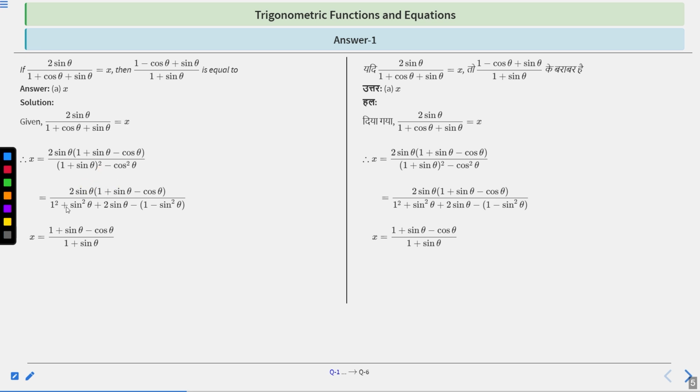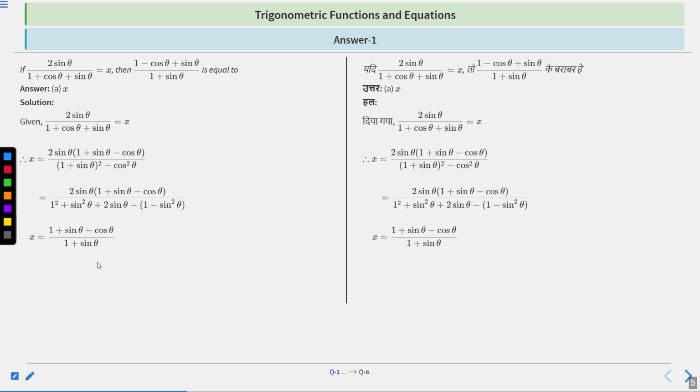Therefore, x is equal to 2 sine theta into 1 plus sine theta minus cos theta upon 1 plus sine theta whole square, which is basically 1 square plus sine square theta plus 2 sine theta, minus cos square theta, which is basically 1 minus sine square theta, right? Clear? So after solving, you will get 2 sine square theta plus 2 sine theta, right? And by taking common 2 sine theta and cancelling with the numerator, you will get x is equal to 1 plus sine theta minus cos theta upon 1 plus sine theta, right?